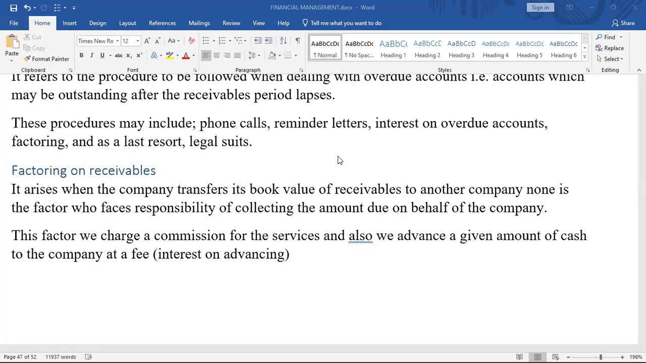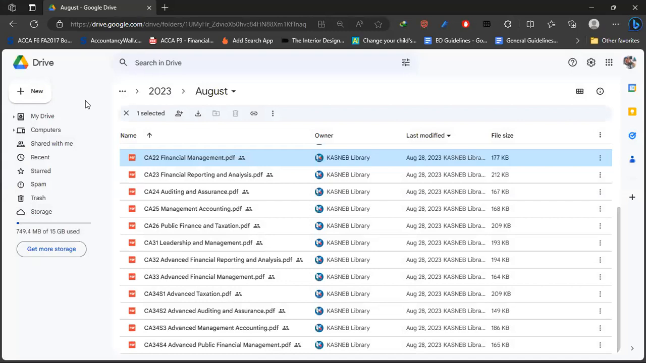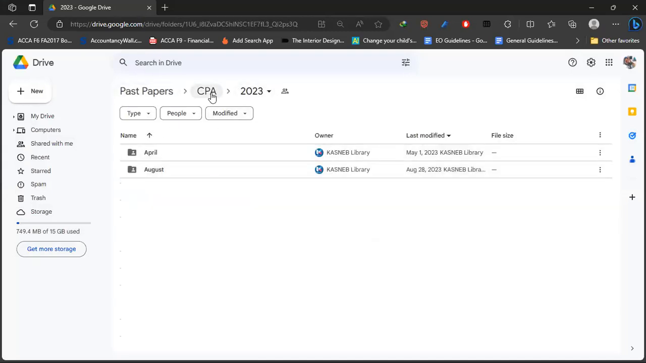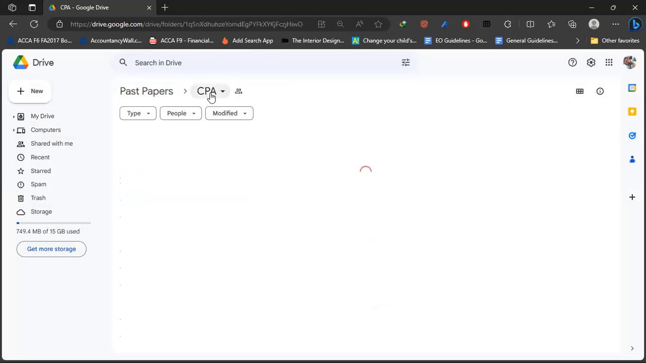Now, factoring on receivables, right? Before I look at factoring receivables, it is very important for me to do two quick questions coming from this area of concern. These are questions tested a long time ago. Let me start with November 2015, so that you will have a good understanding. We see what we have.